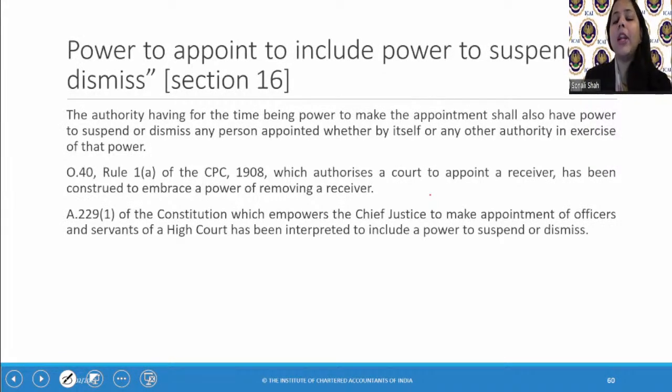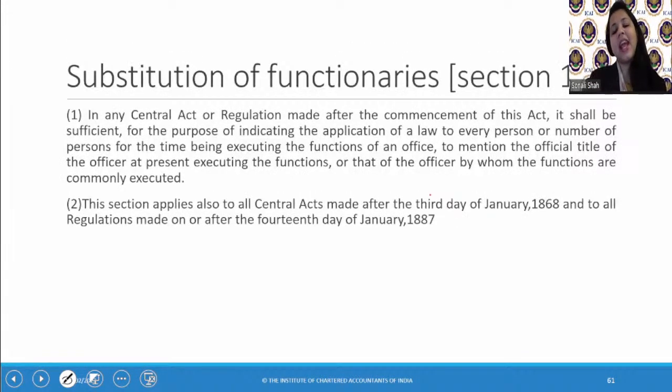Next is power to appoint to include power to suspend or dismiss. So section 16 says, like if the Chief Justice has a power to appoint a receiver, he also has the power to dismiss the receiver. So whenever someone has been given a power to appoint, similarly, the same person has the power to suspend or dismiss also. Even if a legislation does not specify that he will have a power to dismiss as well, it will be interpreted so. So if the legislation just says that Mr. A has a power to appoint the subordinates, it will be assumed that he has the power to dismiss them as well. Correct?